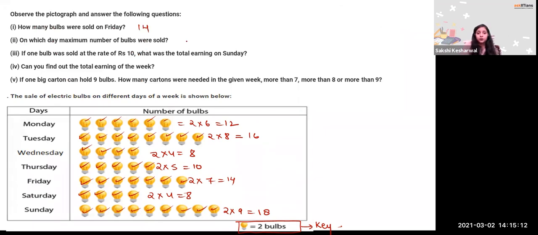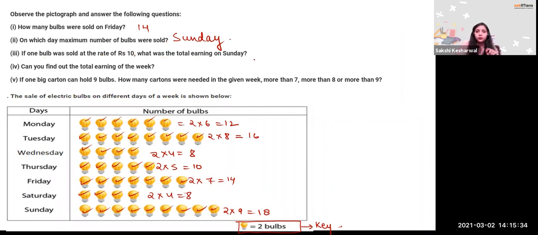On which day were the maximum number of bulbs sold? So which is the maximum? We have sold the maximum bulbs on Sunday, right? So this is Sunday. Okay. If one bulb was sold at the rate of rupees 10, then what was the total earning on the Sunday? This is like a unitary method also, right? Now how many bulbs has he sold? He has sold 18 bulbs.